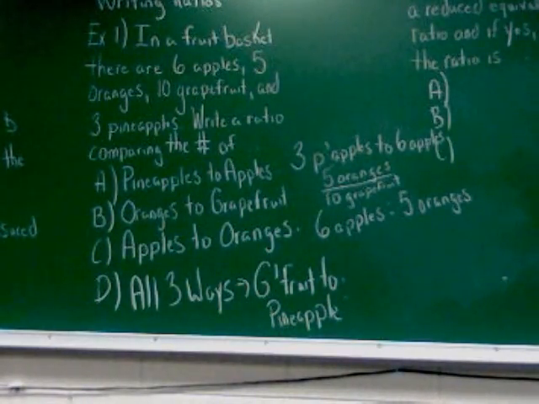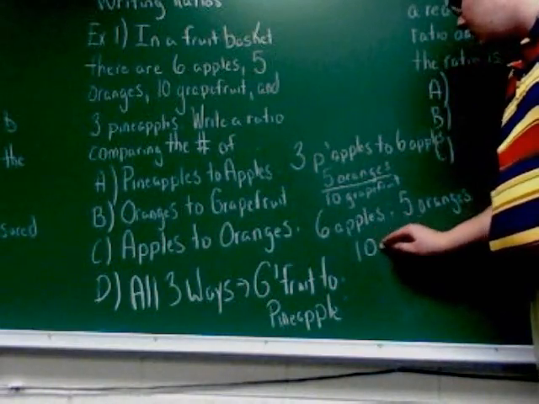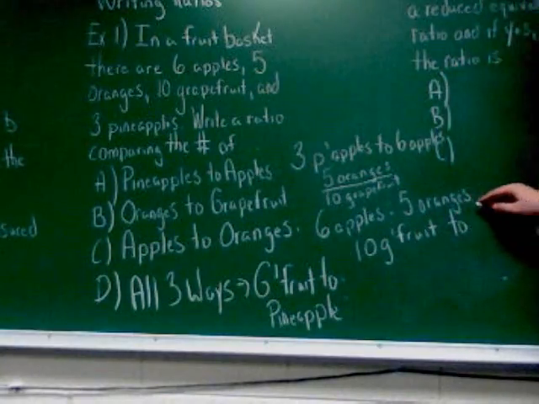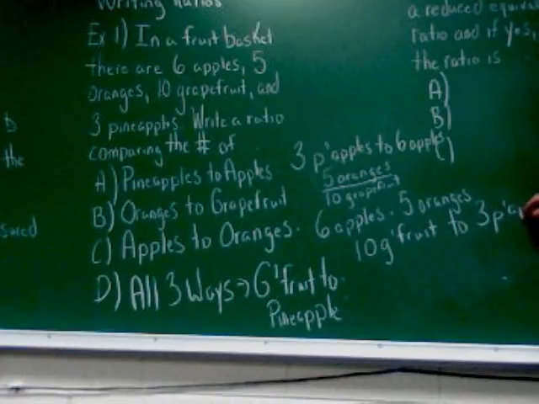Okay. So now, in the last part there, they want you to write it all three ways. They want you to do all three we just did. Grapefruit to pineapple. Okay, 10 grapefruit, 3 pineapples. So, I'll give you one of the ways I could write it out for grapefruit to pineapple. Nicholas. 10 grapefruit, 3 pineapples. 10 to 3. I could write 10 grapefruit to 3 pineapple. Good.